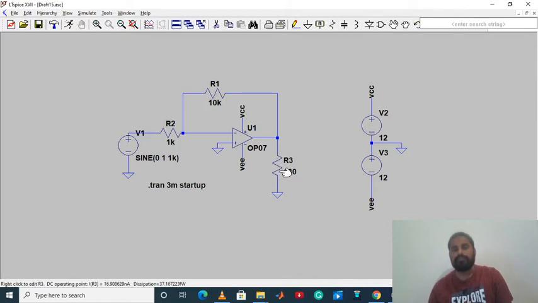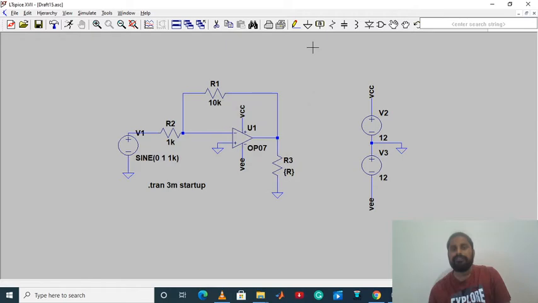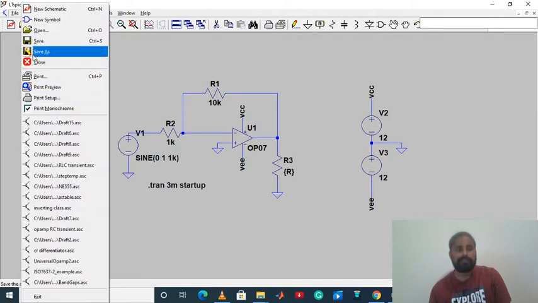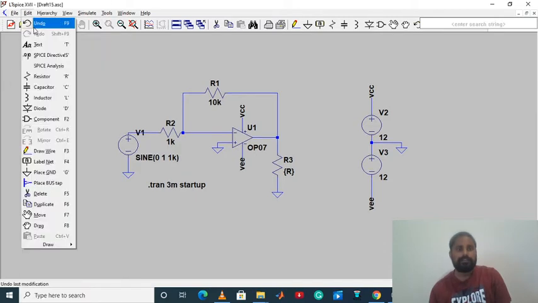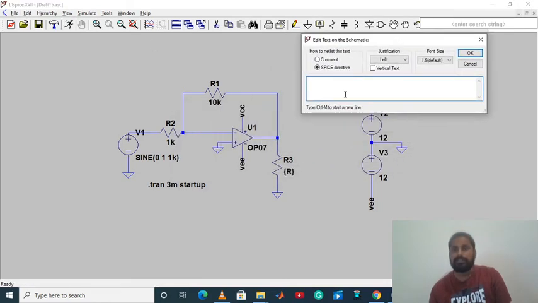Now we want to make it a parameter. Suppose we want to make it R, which means we need to change this. Make a curly bracket, put R, again make a curly bracket, and now you define that step param. Now if you see, a .op, if you take it from here, .op, this is the SPICE directive.